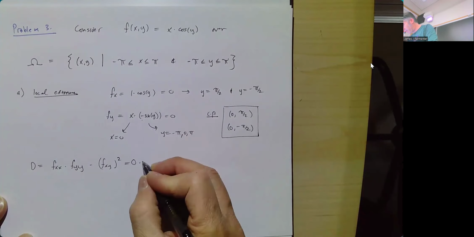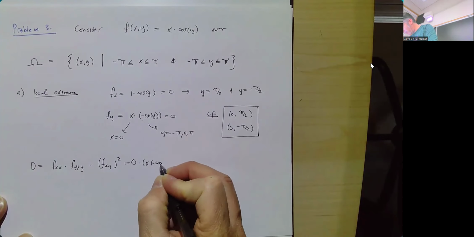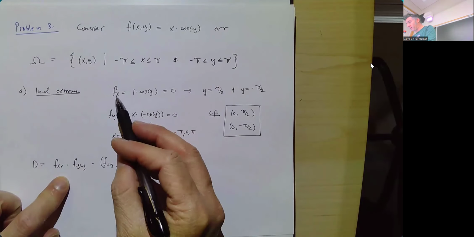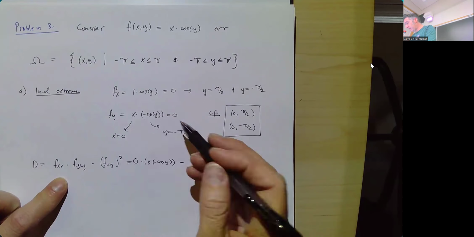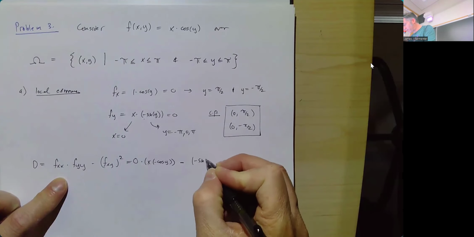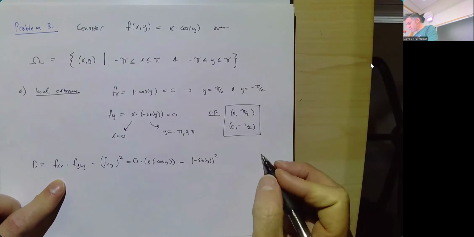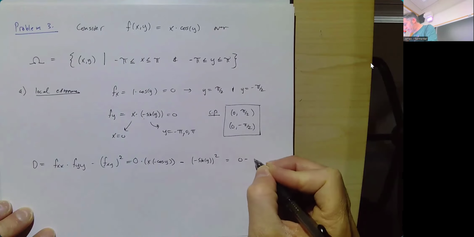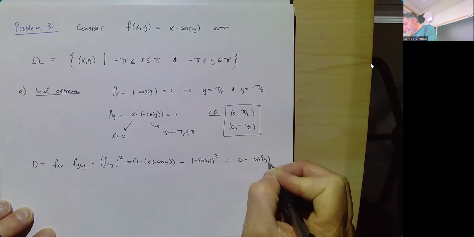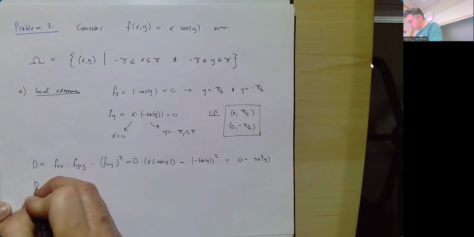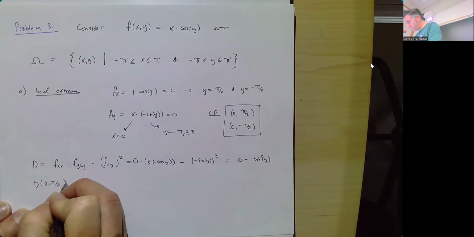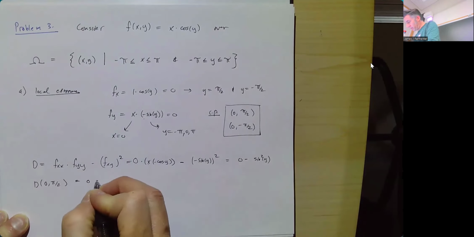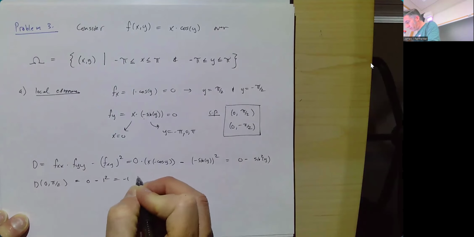X times negative cosine of y. I shouldn't, but I can't. And then minus fxy, so looking at fxy, that's going to be negative sine of y, squared. So then that's equal to just 0 minus sine squared of y. And then if I plug in my point, d of 0 comma pi over 2, sine of pi over 2 is 1. So we get 0 minus 1 squared, which is negative 1.